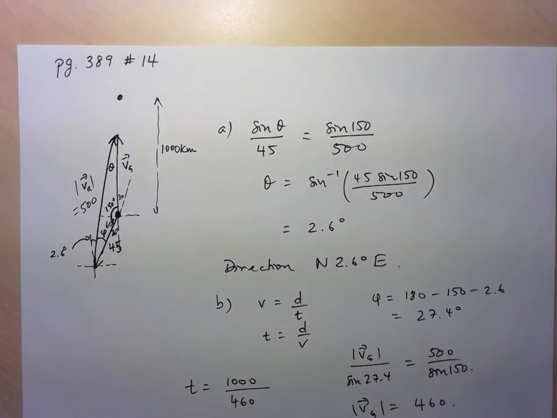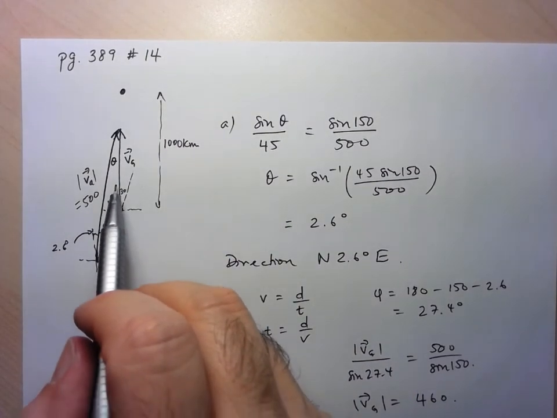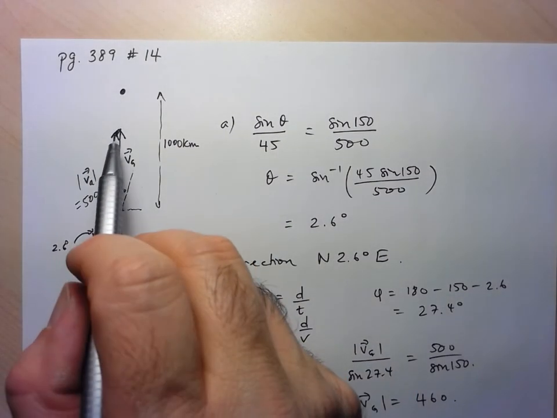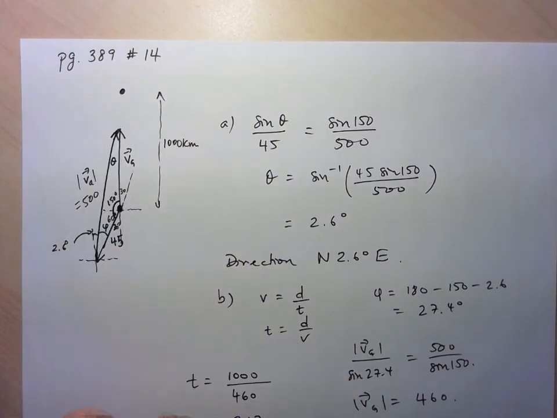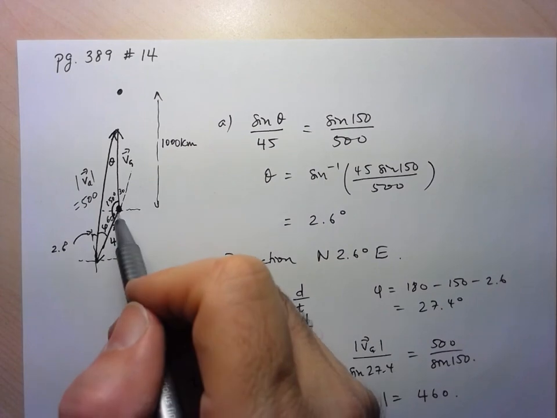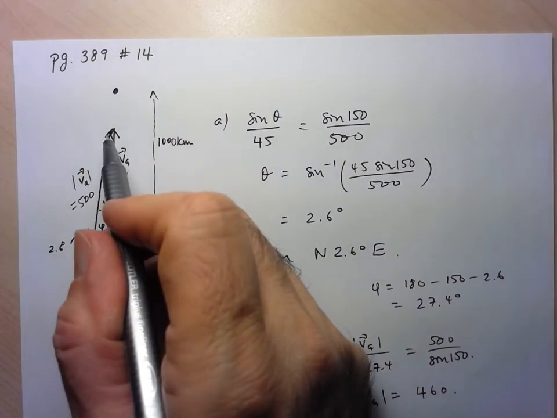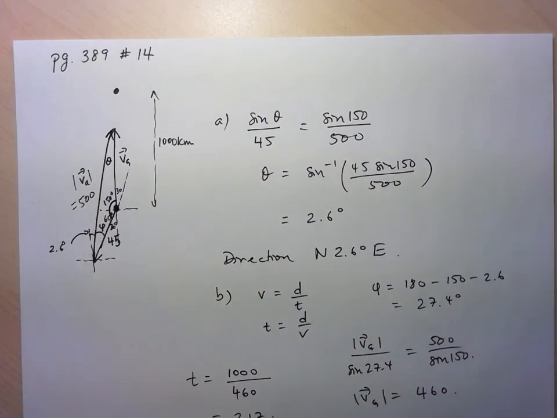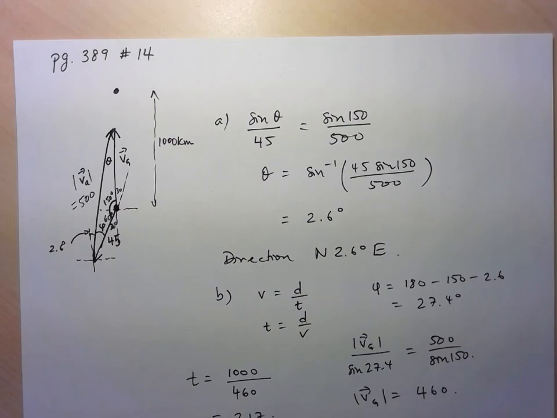Just a quick recap. Step number one was to realize that going directly north towards my destination represents my ground velocity, and my ground velocity is gotten by adding my wind velocity plus the air velocity of the plane, and then from there just get my diagram to work for me. Okay, that's it for this one.